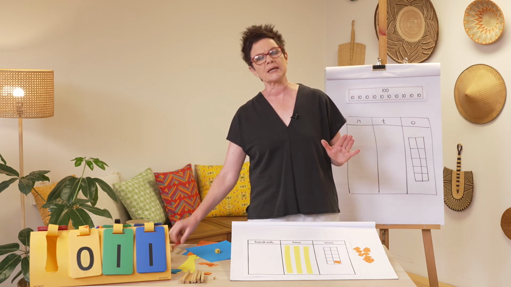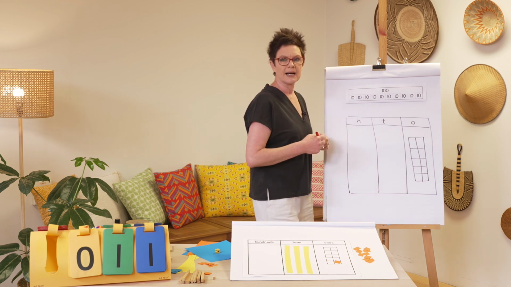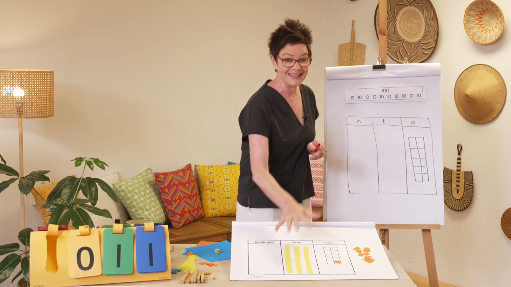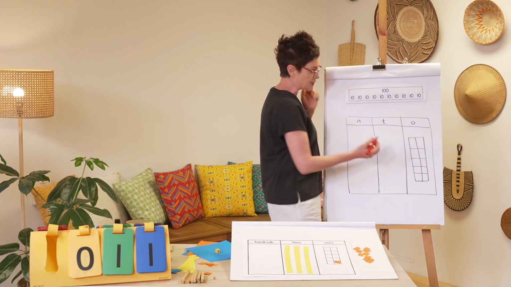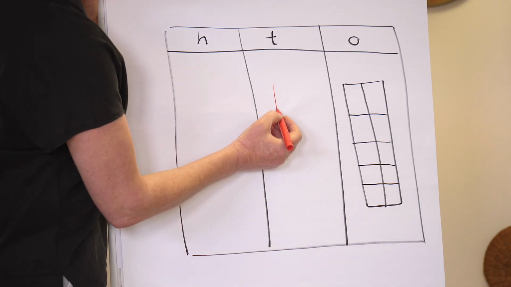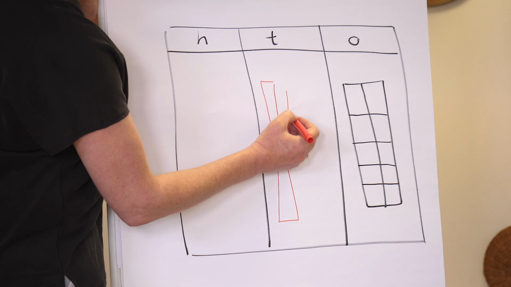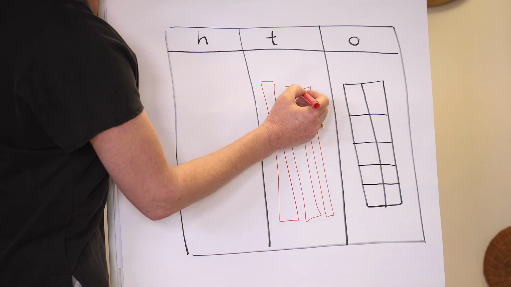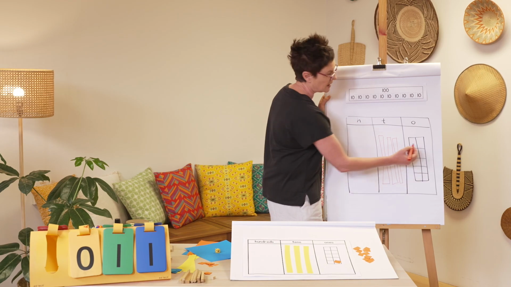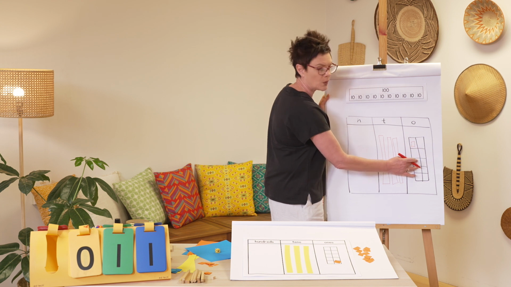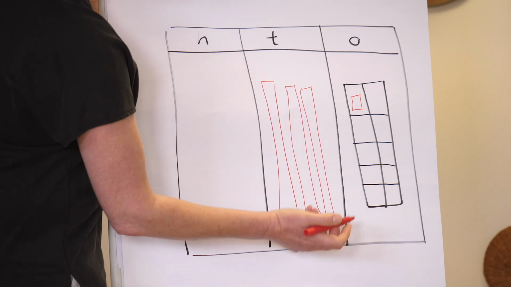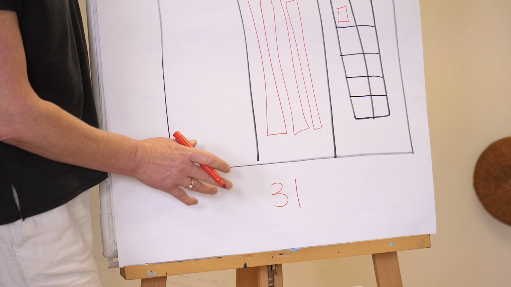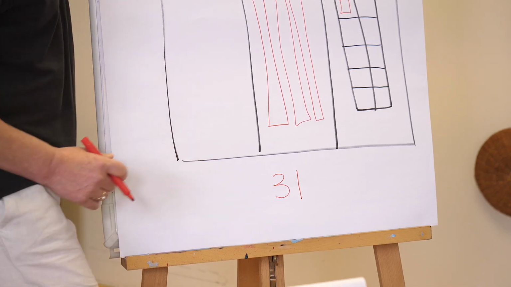I'm going to stop my game and record my answer. So to record my answer, first of all, I'm going to make it and now I'm going to draw it. So I can see that I have 3 tens and I have 1 one. 3 tens and 1 one gives me the answer of 31. And that's where I'm going to stop my small game.